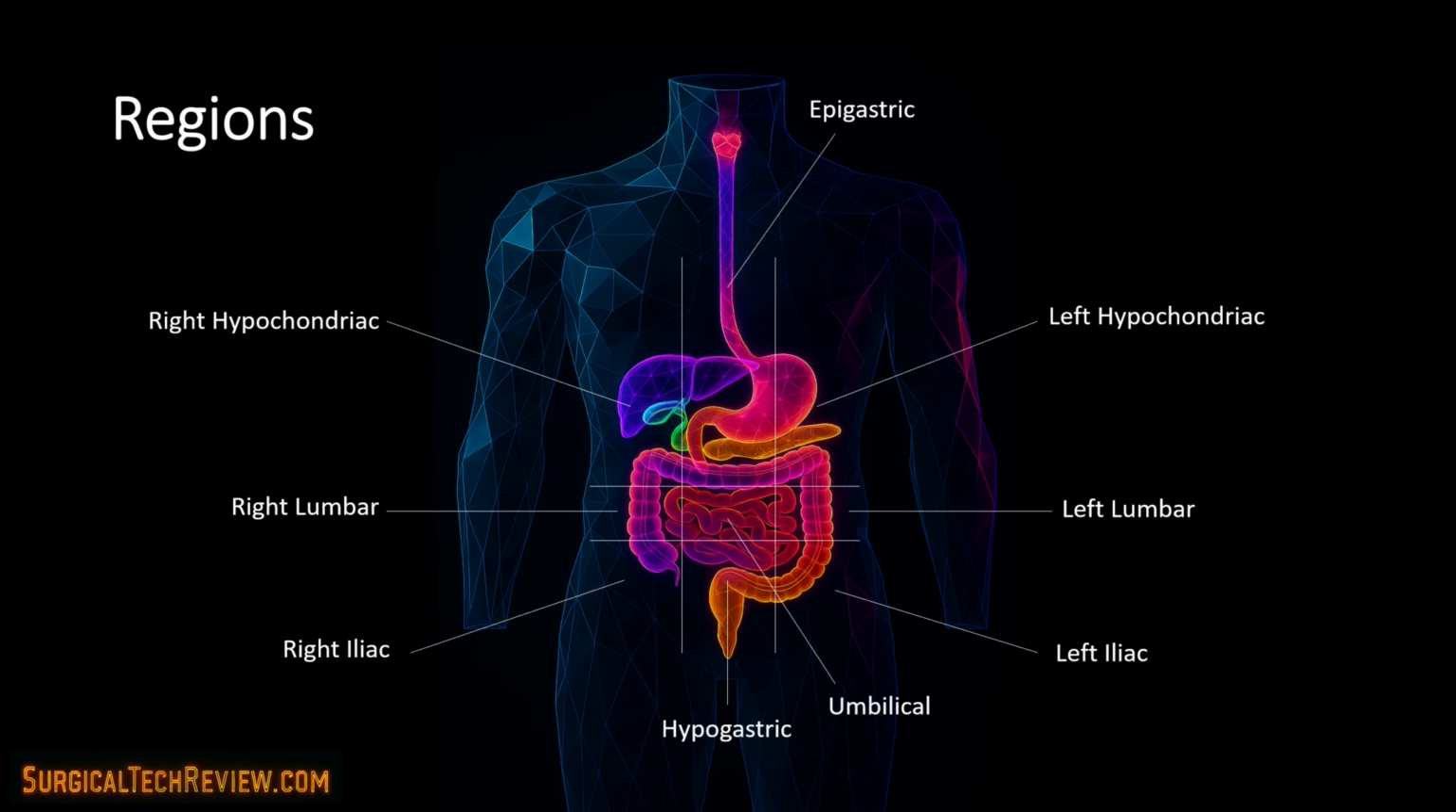We can also use a more detailed 9-region system, including the epigastric, umbilical, hypogastric, and 3 regions on each side. This helps pinpoint where pain or pathology may be located. For the umbilical hernia, we'll be working in the umbilical region.